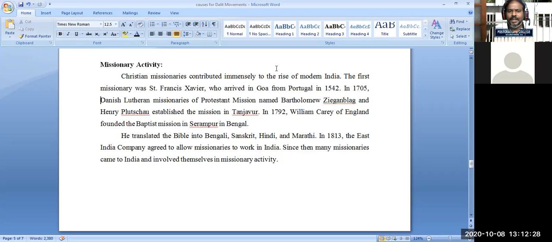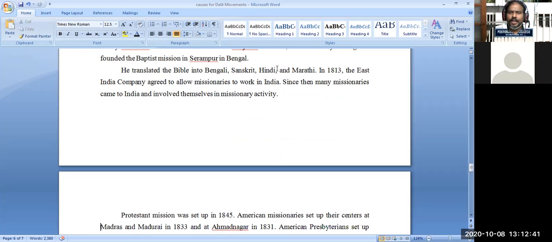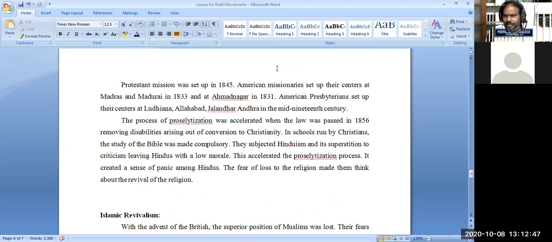Okay, so finally, the Christian missionaries translated the Bible into Bengali, Sanskrit, Hindi, and Marathi. In 1813, the East India Company agreed to allow missionaries to work in India. Since then, many missionaries came to India and involved themselves in missionary activities. And missionary activities provided important education, particularly Western education, to the lower class sections.